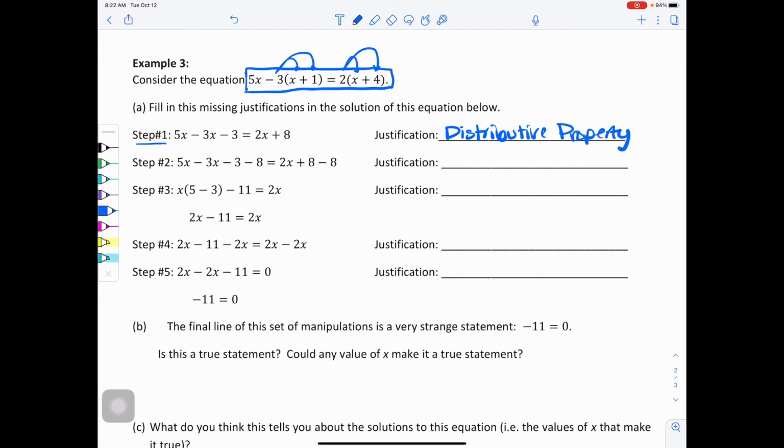Now in our next step, everything looks the same until I get to here. Minus 8, minus 8. We have subtracted 8 from both sides of the equation in order to solve it while also keeping it in balance. Remember, whatever you do to one side, you must do to the other. So this is the subtraction property of equality.